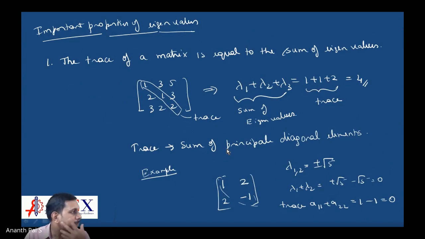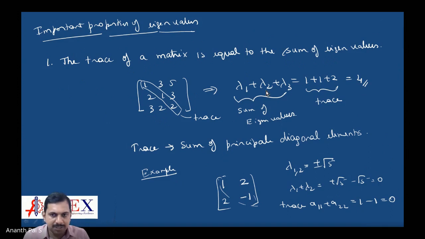Now, important properties of eigenvalues. These properties are what are called shortcuts. What are shortcuts? Properties. Using properties, you find the eigenvalues. That is shortcuts. The trace of the matrix is equal to the sum of the eigenvalues. Trace of the matrix is equal to the sum of the eigenvalues.